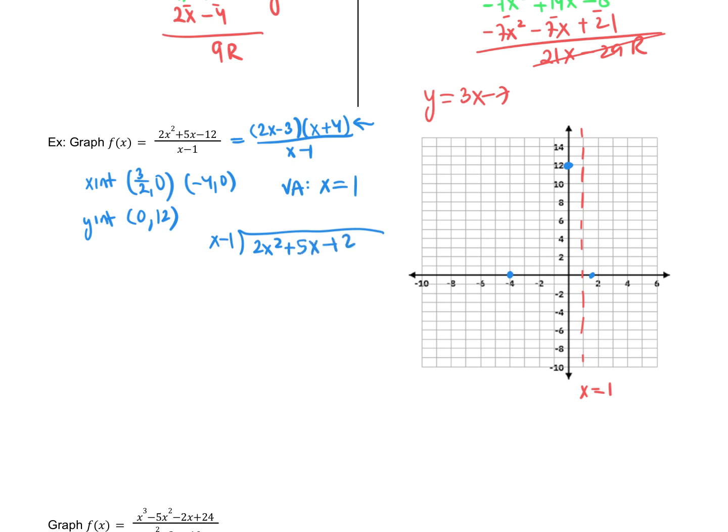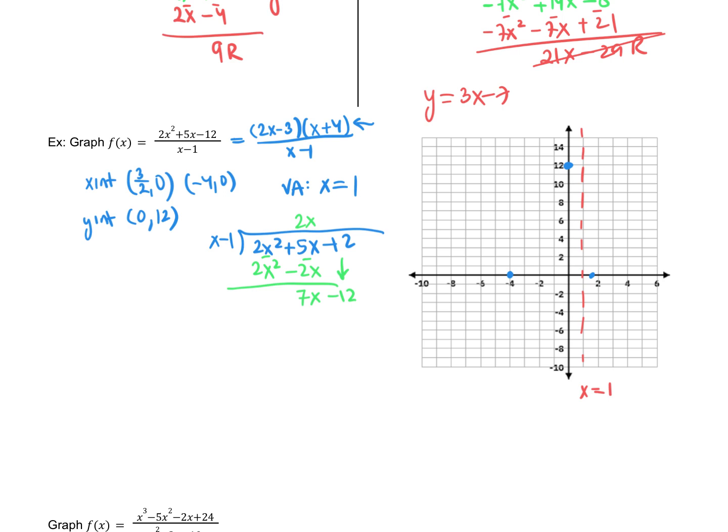So what times x gives me 2x squared? Well, that's 2x. So 2x times x is 2x squared. 2x times -1 is -2x. And we subtract. 5 minus -2 is 7x. And bring the -12 down.